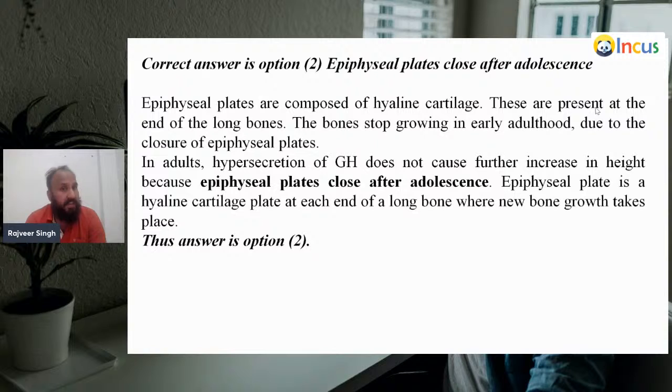Because epiphyseal plates are composed of hyaline cartilage. These are present at the end of the long bone, and the bone stops growing in early adulthood due to the closure of epiphyseal plates. In adults, hypersecretion of growth hormone does not cause further increase in height because epiphyseal plates close after adolescence. The epiphyseal plate is a hyaline cartilage plate at each end of the long bone where new bone growth takes place. So definitely our answer will be the second.